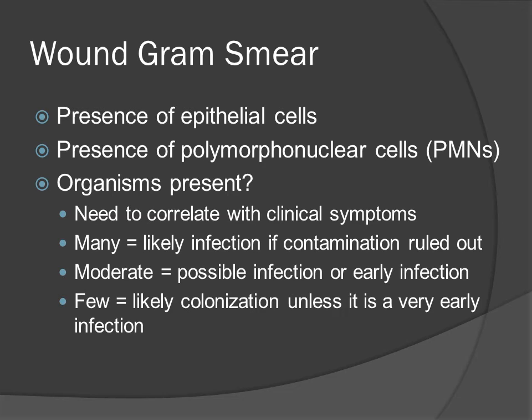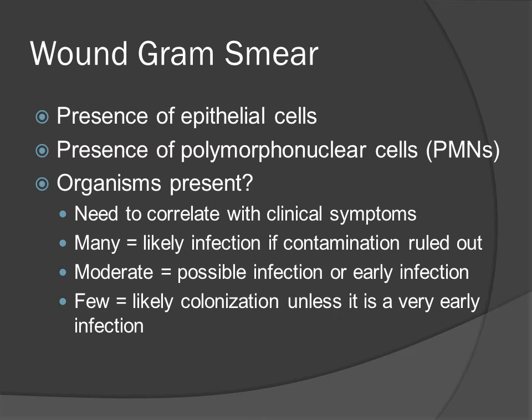So, whether or not there's presence of epithelial cells. That indicates that it probably didn't come from the wound, it probably came from the surrounding skin. So again, if something's positive, you might rule that a contaminant. Whether or not there's presence of polymorphonuclear cells. Polymorphonuclear cells are present when there's inflammation and when there's infection. So if you've got large numbers of polymorphonuclear cells, it's a pretty good idea that something's going on.